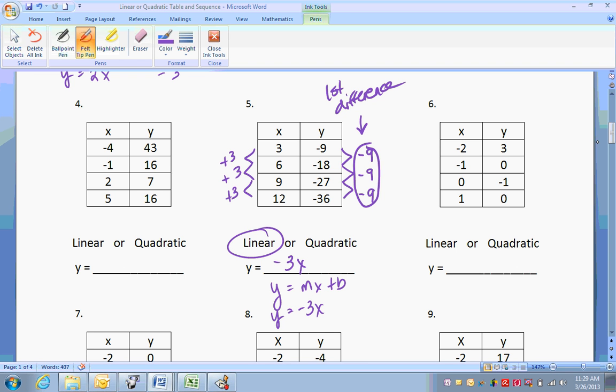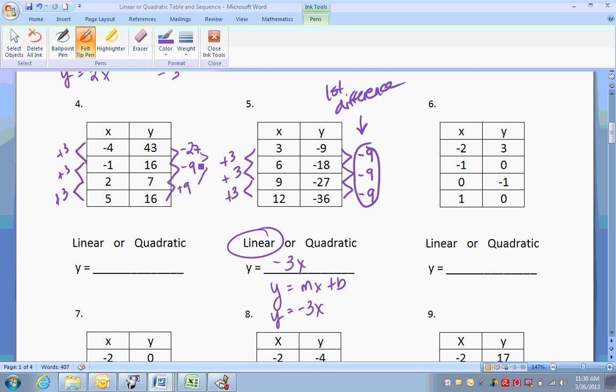Okay, let's try one more. Let's go to problem number 4. Let's change it up. Our x values are increasing by 3 each time. And our y values, to get from 43 to 16, you have to subtract 27. And to get from 16 to 7, you subtract 9. And to get from 7 to 16, you add 9.